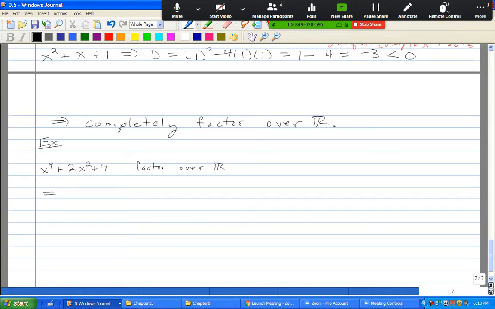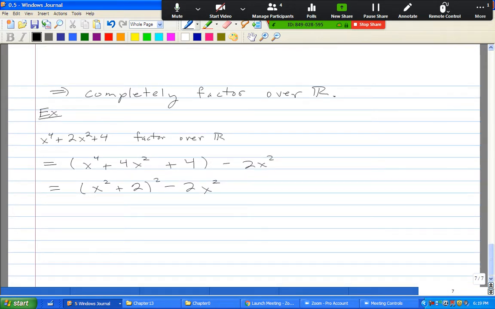Okay, so let's factor this by grouping. And let's do the following. Let's add 2x squared, subtract 2x squared from the second term. Notice that now this first term is a perfect square, and so is the second term. I'm factoring this over the reals.